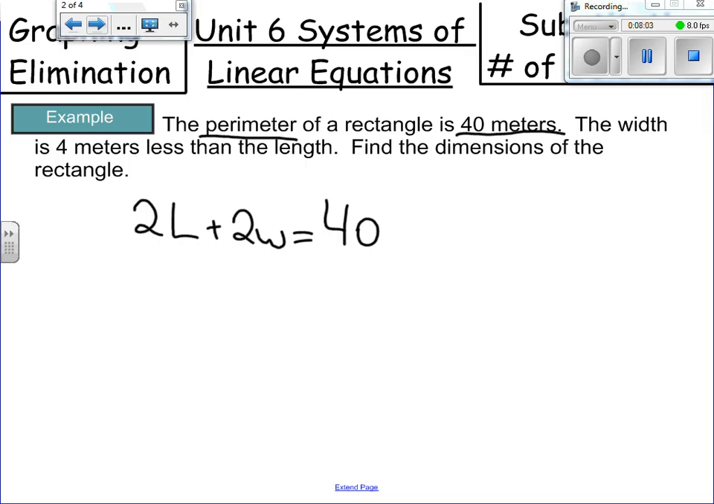All right. The width is 4 meters less than the length. 4 meters less. What does that mean we're going to have to do? Subtraction. How do you write that out? Well, width is equal to 4 meters less than the length. Length minus 4. 4 meters less than the length.